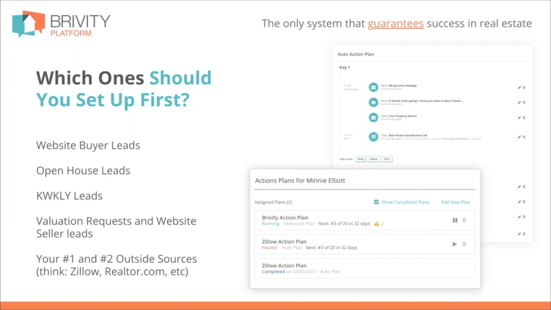But if you're a Brivity client, this would be the order I would go in. I would get plans built out for my website buyer leads, my IDX leads. I'd get a plan for my open house leads, at least if you're doing open houses in your business. I'd have a plan for my Quickly leads. If you're not a Brivity client, Quickly is a service where we can put a text code out and people can text in to get information about our listings.